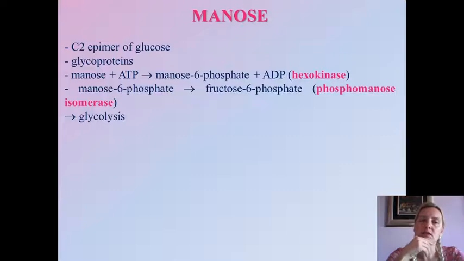Mannose is the C2 epimer of glucose, and it's a component of some glycoprotein molecules in our organism. The catabolism of this monosaccharide is accomplished by its phosphorylation to mannose 6-phosphate by hexokinase, like other hexoses. And then mannose 6-phosphate is isomerized to fructose 6-phosphate by phosphomannose isomerase, and fructose 6-phosphate is then introduced into the glycolytic pathway. So it's pretty easy to catabolize mannose molecules.